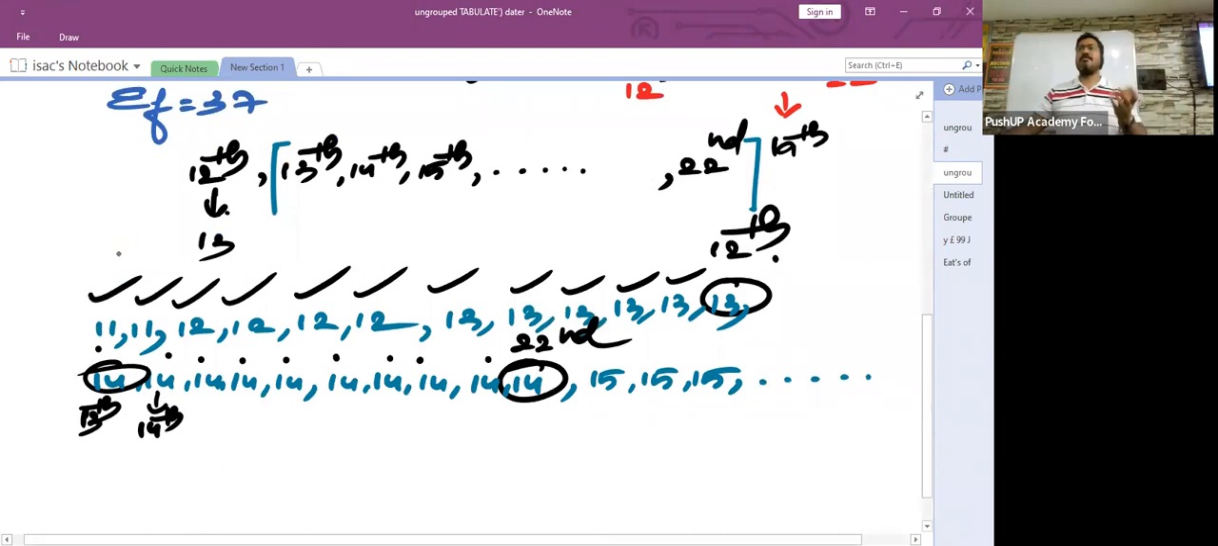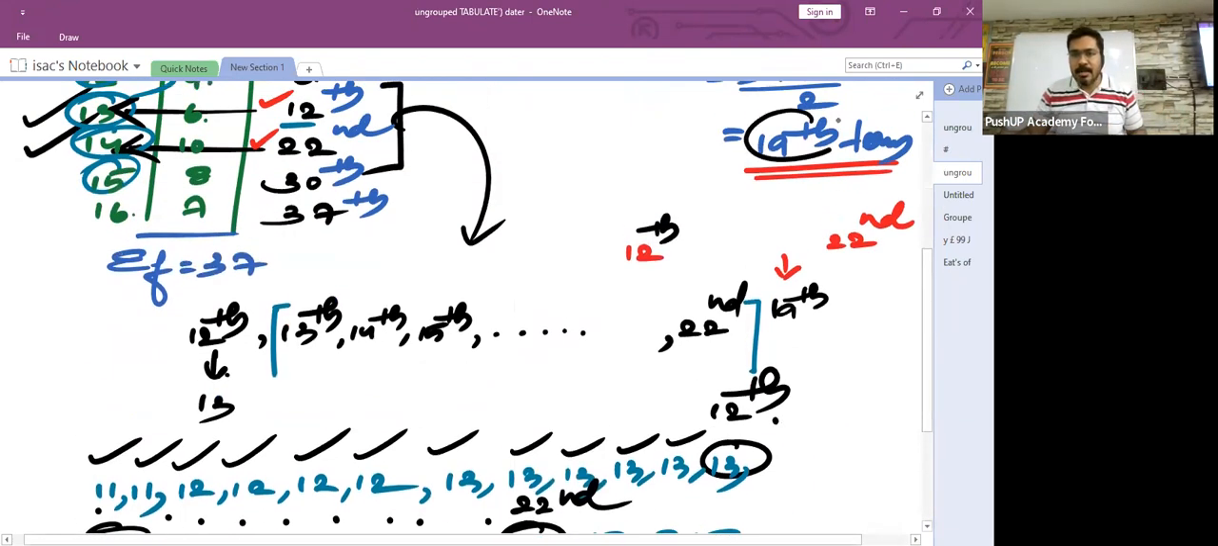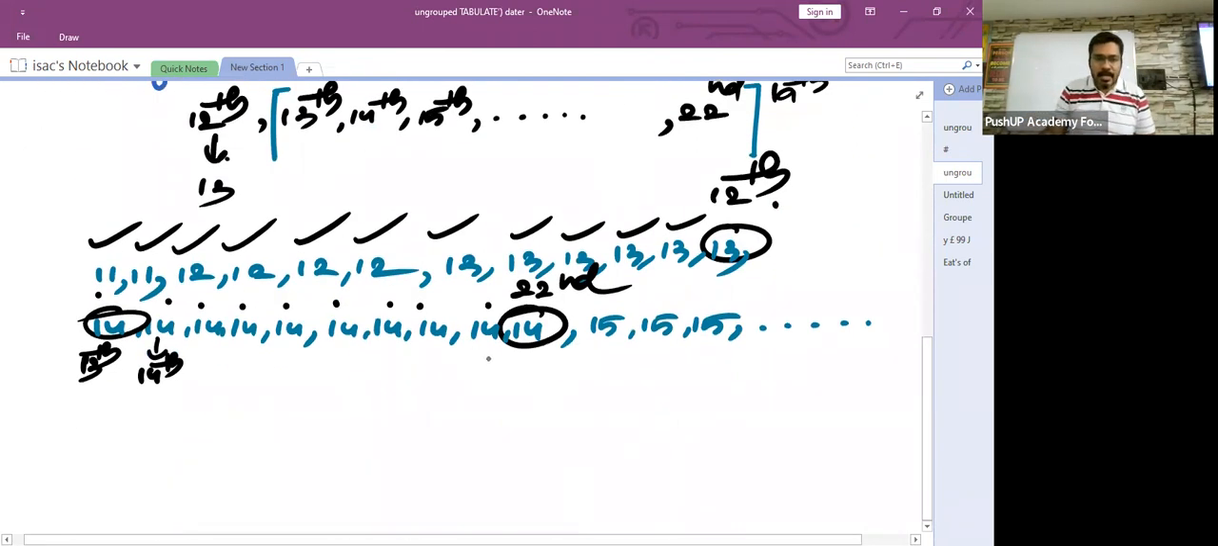My question was to find the median. The median is what, children? The 19th term, isn't it? The median is the 19th term, children. So where is the 19th term?